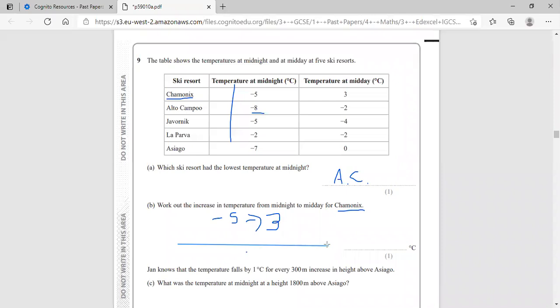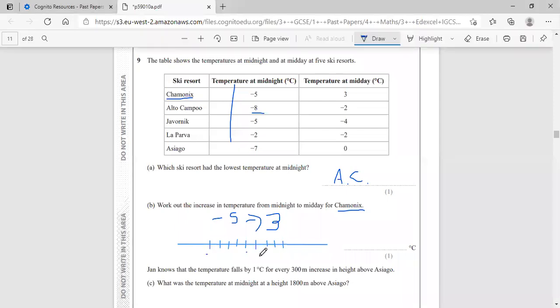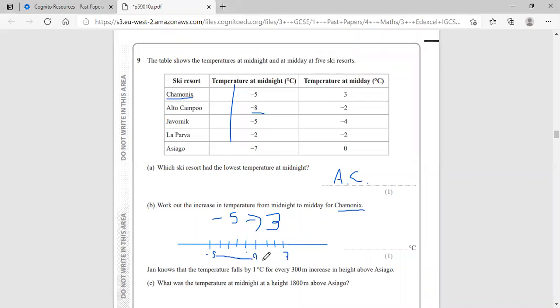Okay, and I've got 0, 1, 2, 3. We've got -1, -2, -3, -4, -5. Okay, so we've got -5 here and 3 here. So how far do we have to go to get up to 3? So we have to go 1, 2, 3, 4, 5, 6, 7, 8. Okay, so it's an increase of 8.